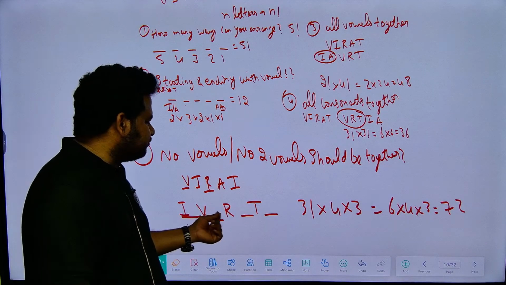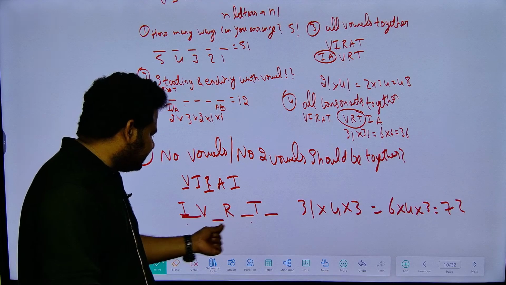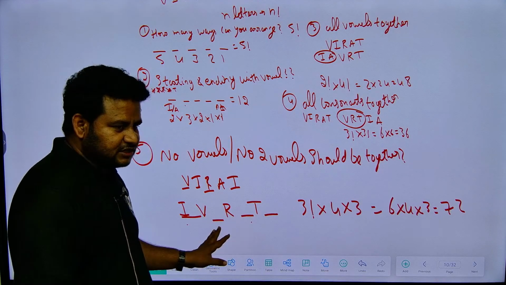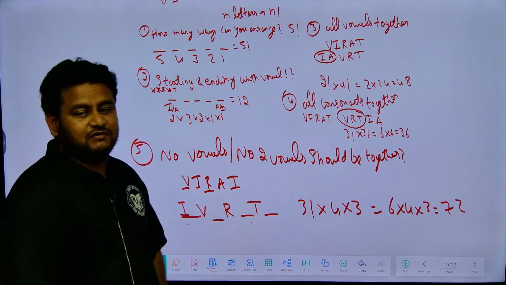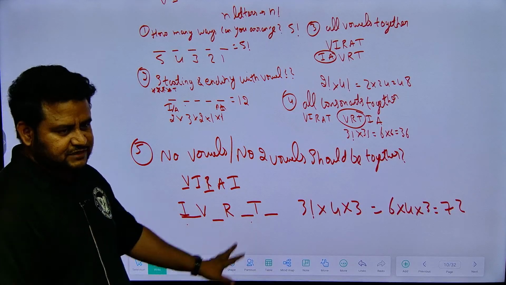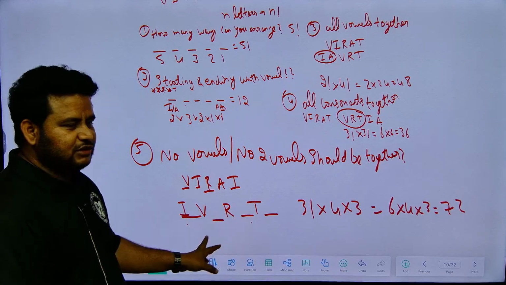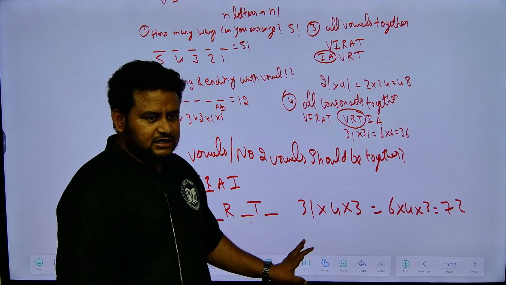But how can you arrange VRT? You can arrange it like VRT, then RVT, then TRV. So, how many ways? Like that if you go on, you can arrange in 3 factorial ways. So, that is 6 ways you can arrange. This VRT only you can arrange in how many ways? 6 ways. That is 3 factorial ways. We will write it. Understood everyone?